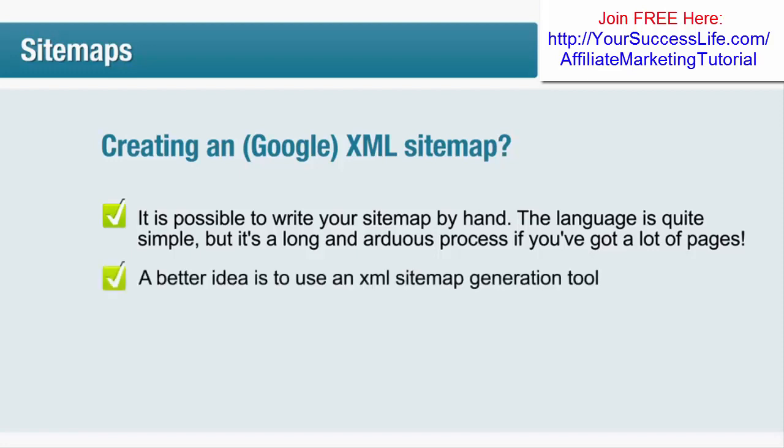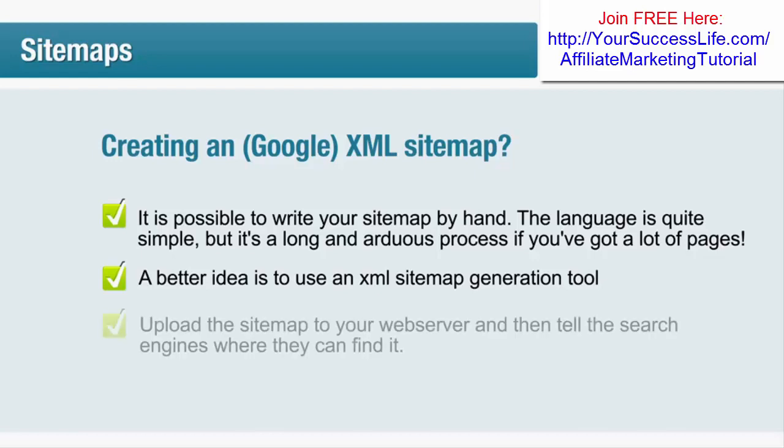A better idea is to use an XML sitemap generation tool. If you're using WordPress, Drupal, PHP or many other content management systems, there are plugins and modules that you can incorporate into your CMS to automatically generate and maintain your sitemap. There is also a plugin for Dreamweaver which you can run to generate your sitemap. The next thing you need to do is upload the sitemap to your web server, just like you upload any other file, and tell the search engines where they can find it.